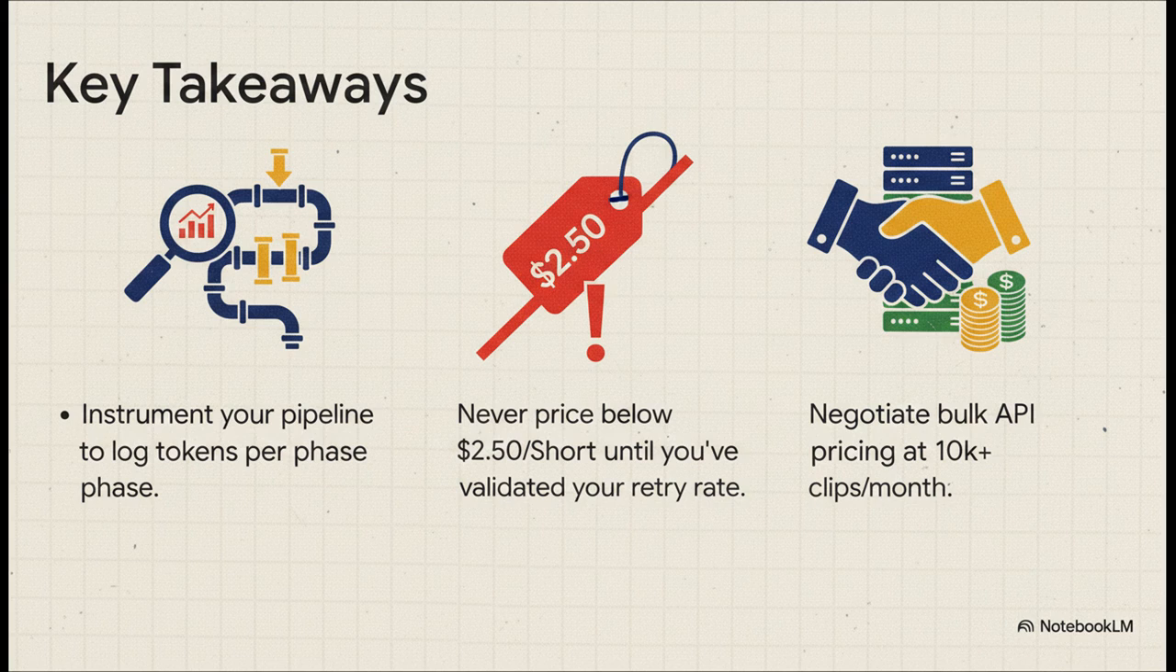So let's recap the key takeaways here. 1. Log your token costs for every single phase of your pipeline. 2. Never price a clip below $2.50 until you have validated your real retry rate. And 3. Once you start scaling, negotiating bulk API pricing is absolutely essential for survival.